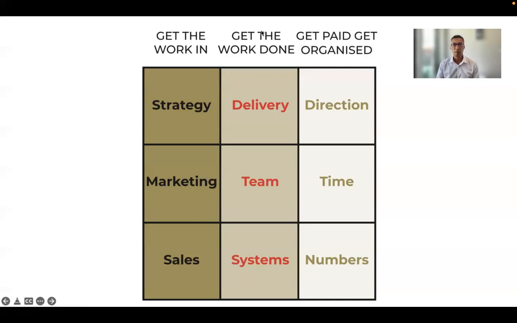Now, the second column here, getting the work done. Delivery is all about making sure that you just deliver simply what your customers expect, removing bottlenecks, removing issues, and just streamlining the basics of how you deliver your service or your product. Team is all about how to attract the right people, how to interview them properly, how to induct them when you select the right people, how to manage them, how to improve their performance, how to develop them.